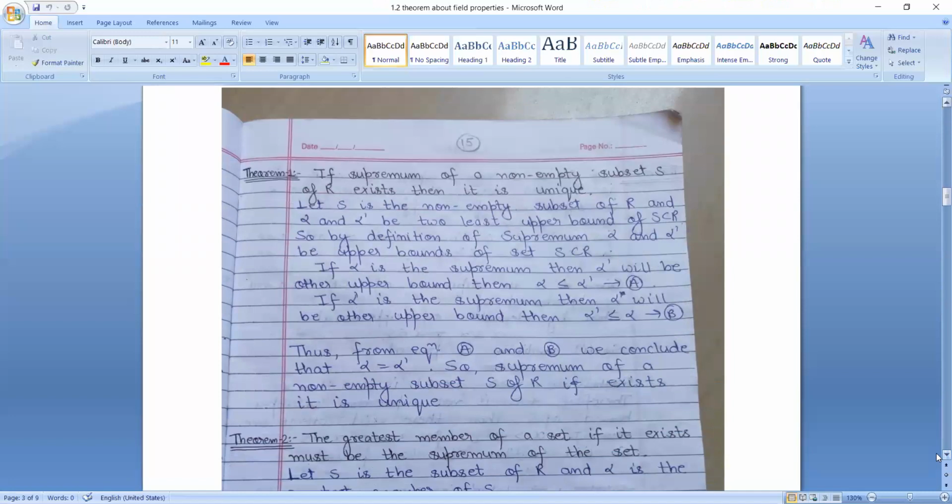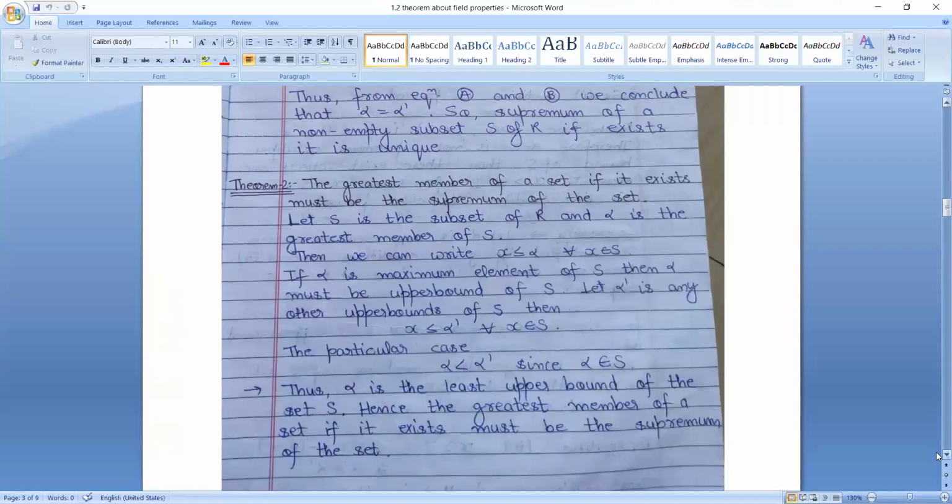Theorem: if the supremum of a non-empty subset S of R exists, then it is unique. Let S be a non-empty subset of R, and let alpha and alpha dash be supremums, that is, least upper bounds, of S. If alpha is the supremum and alpha dash is another upper bound, then alpha is less than or equal to alpha dash. This is equation A. And if alpha dash is the supremum, then alpha is the other upper bound of S, so alpha dash is less than or equal to alpha. This is equation B. Thus from equations A and B, we conclude that alpha is equal to alpha dash. So the supremum of a non-empty subset S of R, if it exists, is unique.